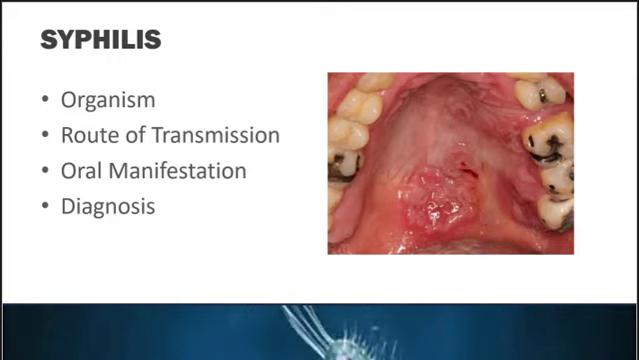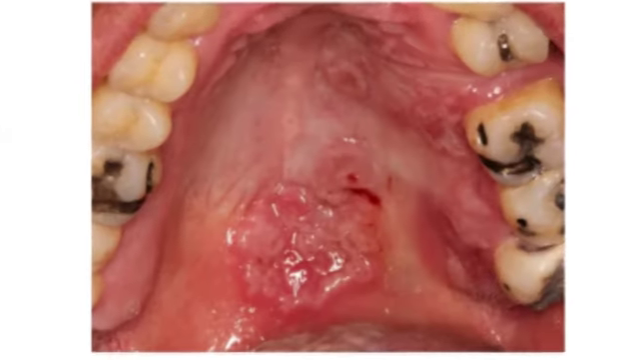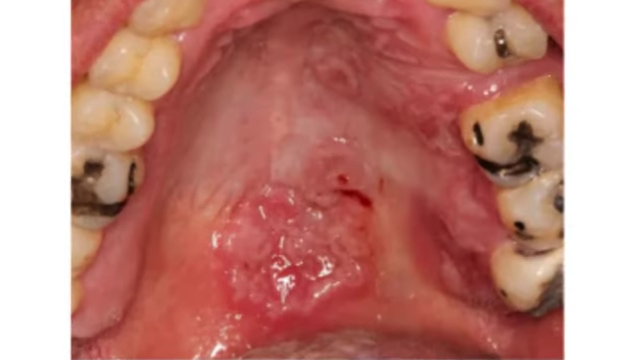So this disease occurs in 3 different stages. We have primary, secondary, and tertiary. In the primary stage, the patient would present with a canker. So here in this picture, you can see the patient has a canker.